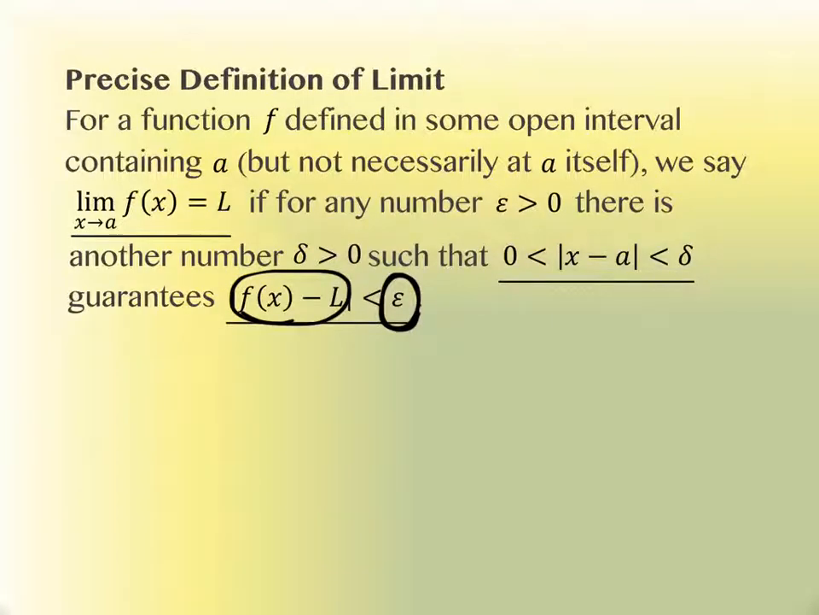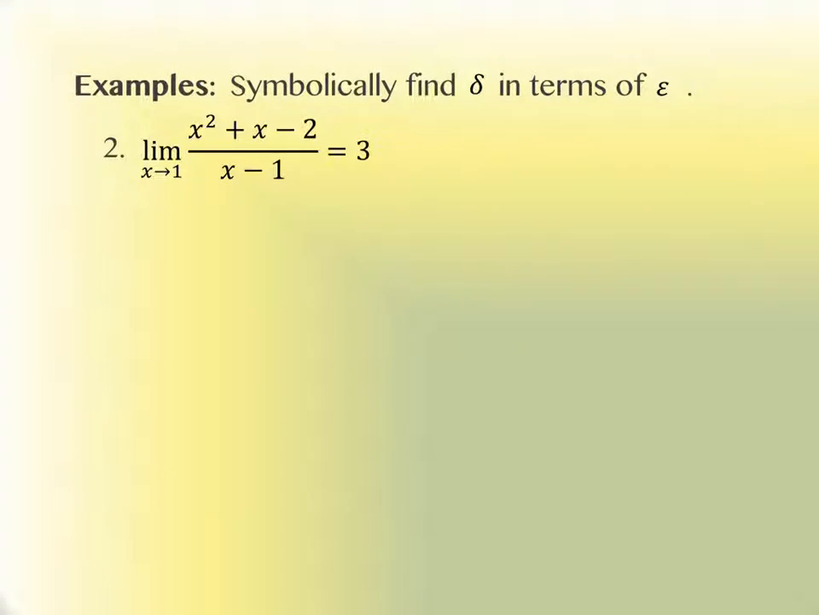If you memorize this, it's almost exactly the same language that I just wrote down, isn't it? Really is. So these two things go hand in hand. If you memorize one, you probably will have to memorize the other one quite easily. So let's try one more of these. Okay, directions, same thing. Say, symbolically, find delta in terms of epsilon.